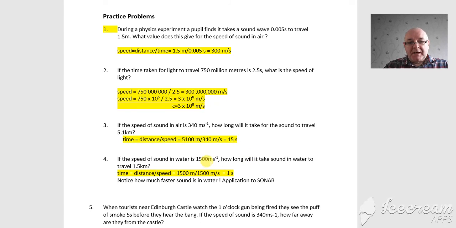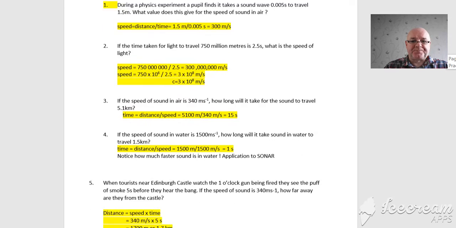Number 4, if the speed of sound in water is 1,500 meters per second, how long will it take sound in water to travel 1.5 kilometers? Again, a time. So again, time is distance over speed. And again, you can't put 1.5 kilometers in because the speed is in meters per second. So you change it to 1,500 meters. Divide that by 1,500 meters per second, you get 1 second. It only takes 1 second to go 1.5 kilometers. So the application to that would be sonar.